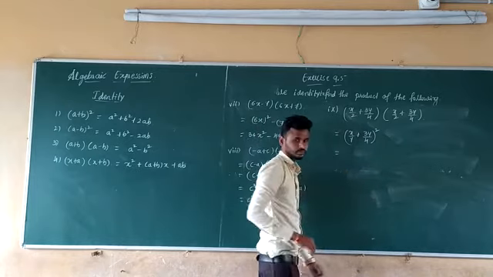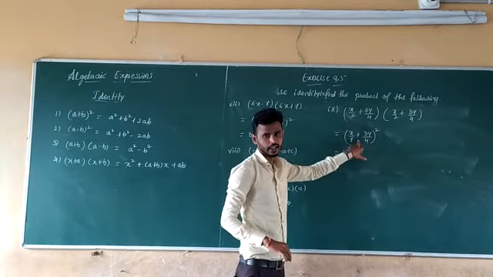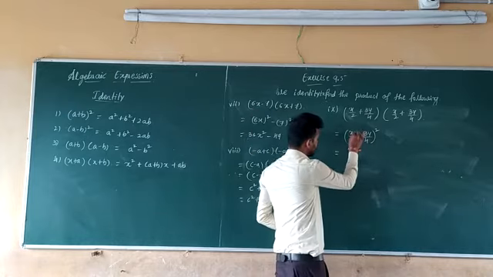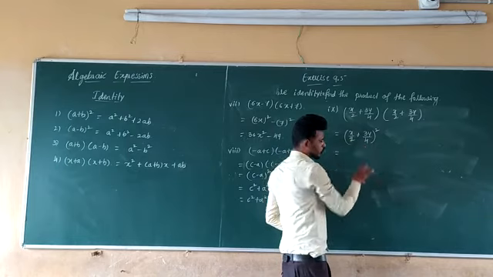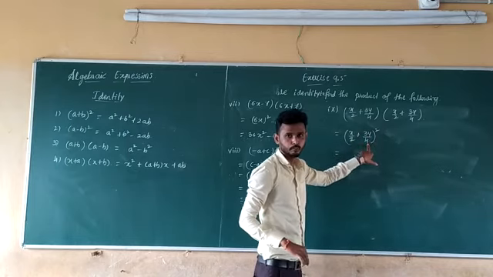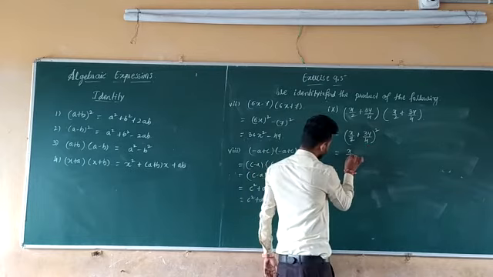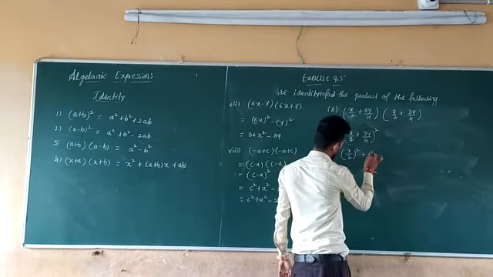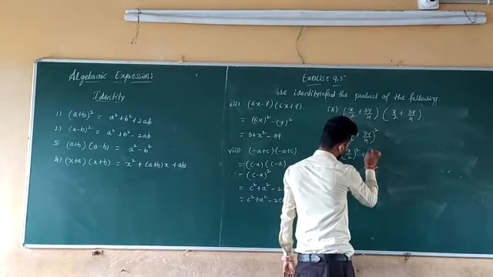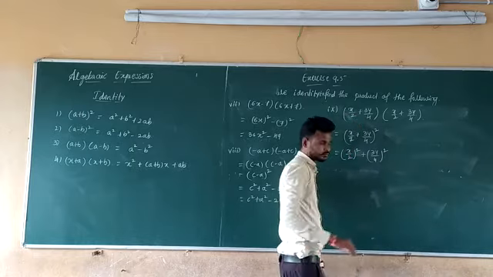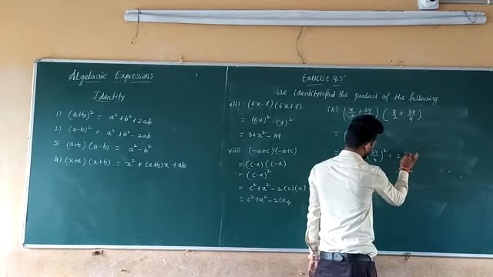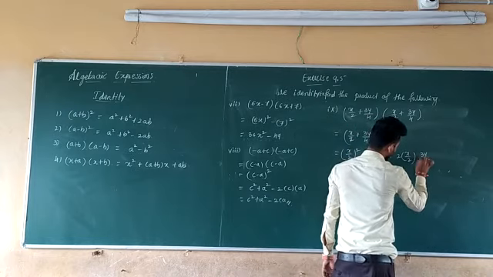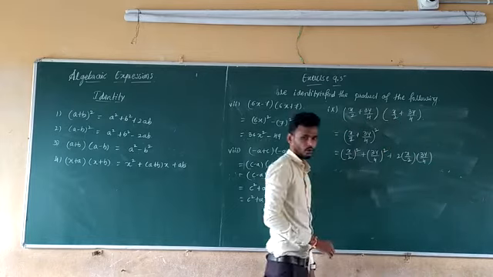So which is equal to? This is of the first identity, a plus b whole square, a square plus b square plus 2ab. So here a means x by 2, b means 3y by 4. a square means x by 2 whole square, plus b square means 3y by 4 whole square, plus 2ab: 2 into x by 2 into 3y by 4.